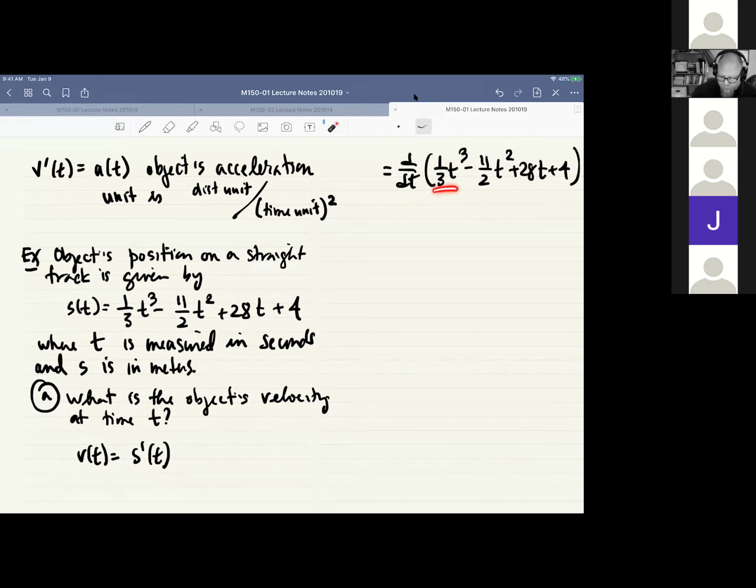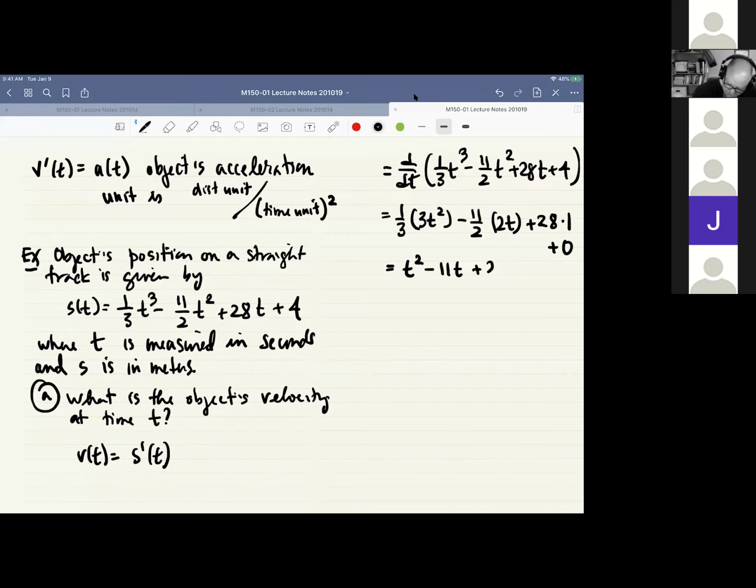So by the sum rule, I can differentiate term by term. And then each of these terms is a monomial, so I can use the power rule. And so we get, for the first term, the derivative is 1/3 times 3t squared. The second term, it's 11 halves times 2t. The third term, it's 28. And the fourth term is a constant, so its derivative is 0. So simplifying, there's my velocity function. That gives me the velocity of my object at any given time.